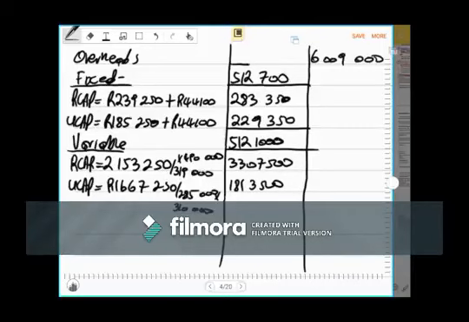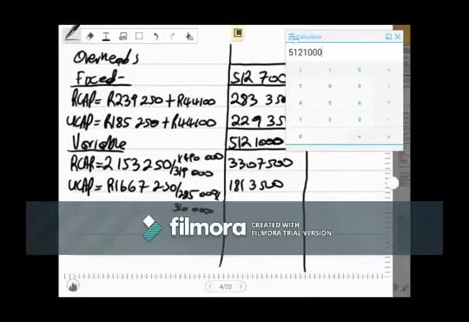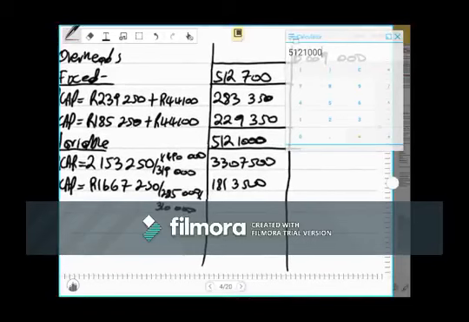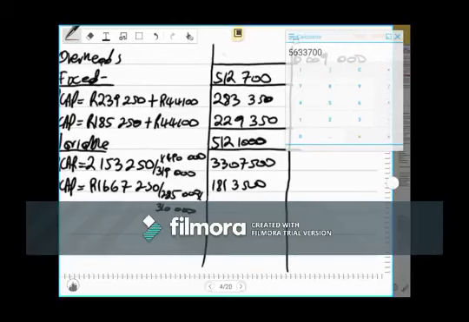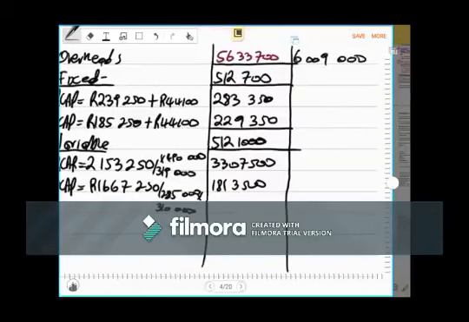Then we add our fixed to our variable, then we get to our total of the overheads. And this was the last part. I did not want to stop this video only because of this last mistake. 5,121,000 plus 512,700. And this will be a total of 5,633,700. Remember, these are the expenses, and preferably expenses should be negative. Then after this will give us either a profit or a loss.